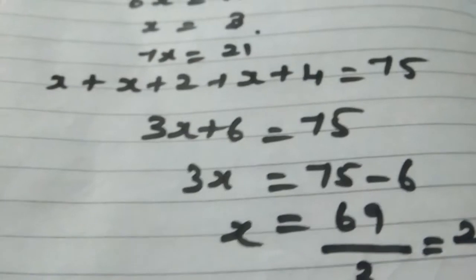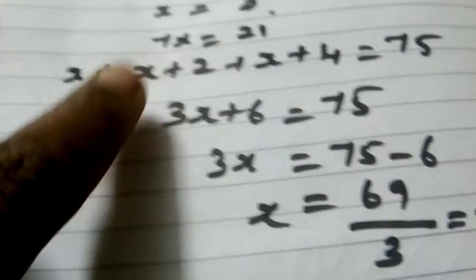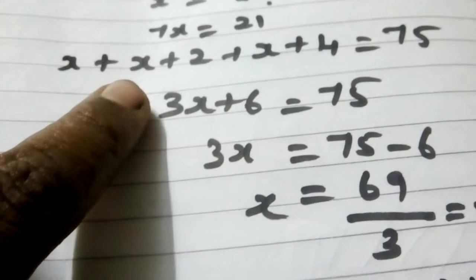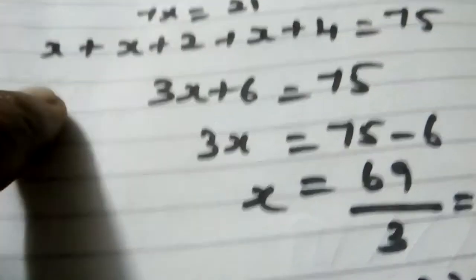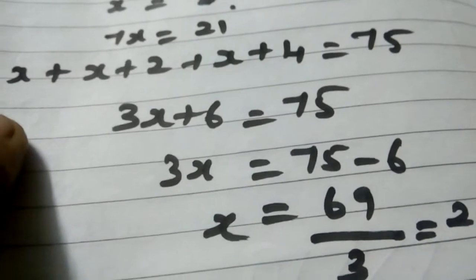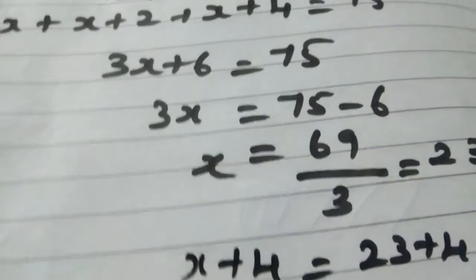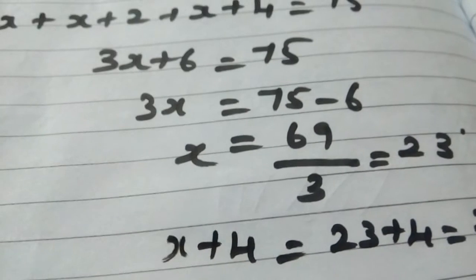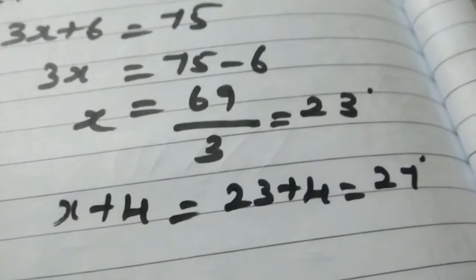So that will be the consecutive odd numbers, because if I take x equal to 1, then x plus 2 will be 3 and x plus 4 will be 5. So 1, 3 and 5 are the odd values. Adding x, x plus 2 and x plus 4, which is equal to 75, I am getting 3x plus 6 is equal to 75. So 3x is equal to 75 minus 6, which is 69. When we divide that, we are getting x equal to 23.